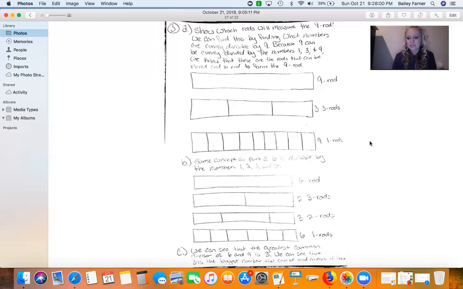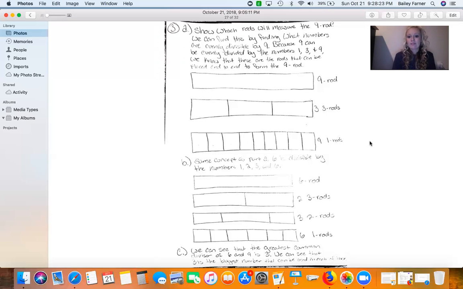The first question is to show which rods will measure the 9 rod. And this is a good question for divisibility, because we know that if we can put smaller rods together and see that they add up to be the larger rod, then we know that the number of the larger rod is divisible by the size of the smaller rod.